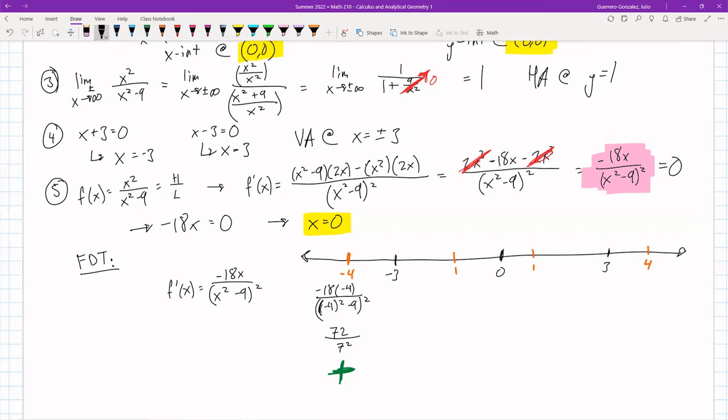Okay, let's move on to 1. So minus 18 times 1, but negative 1. I forgot to put the negative. That's supposed to be negative 1. All over negative 1 squared minus 9 quantity squared. So this is going to be positive 18 all over 1 minus 9. That's going to be negative 8 squared. And this is positive.